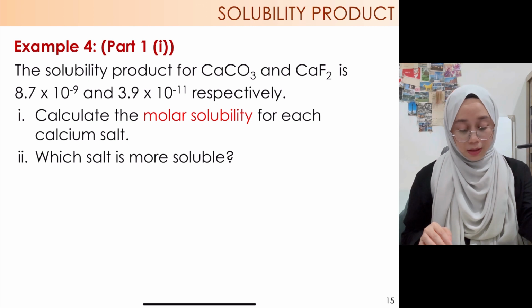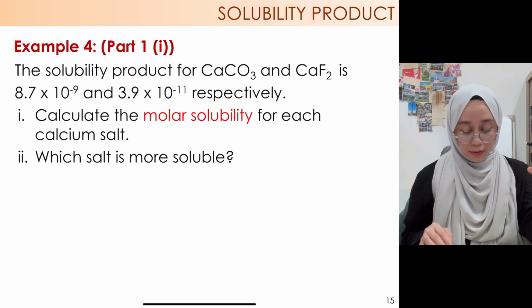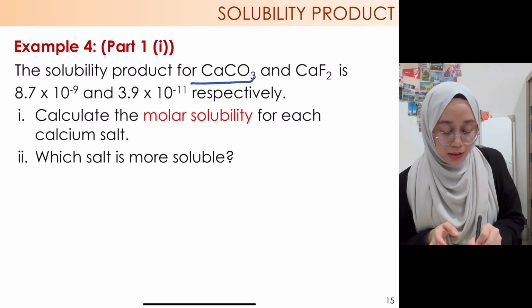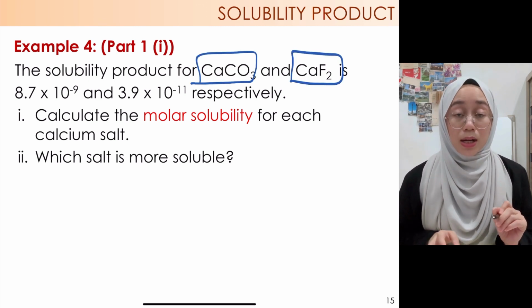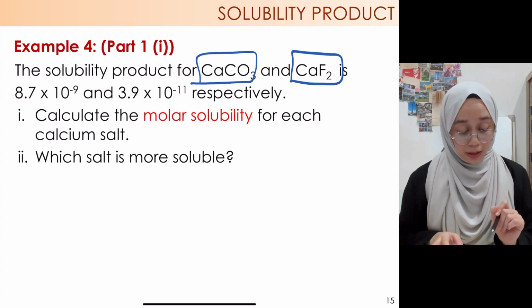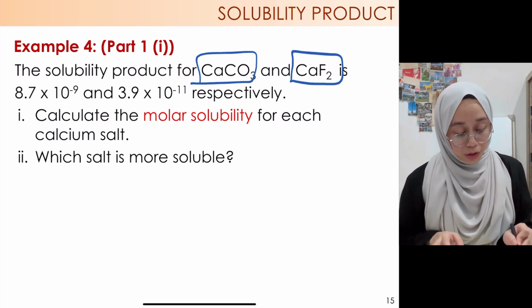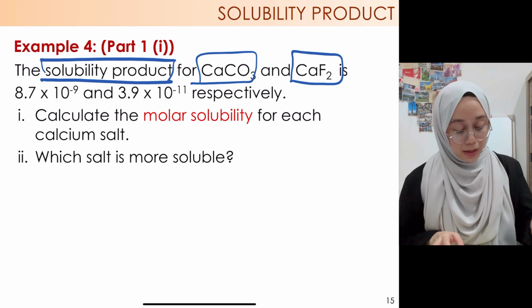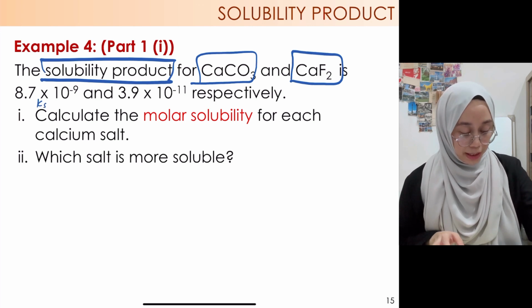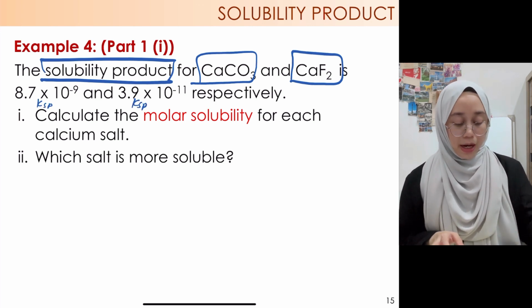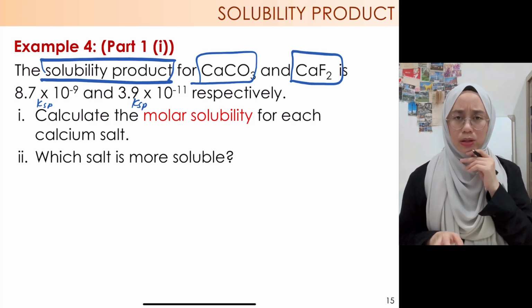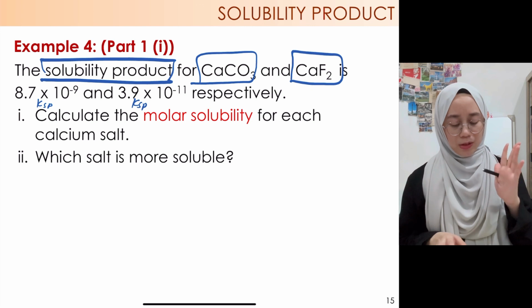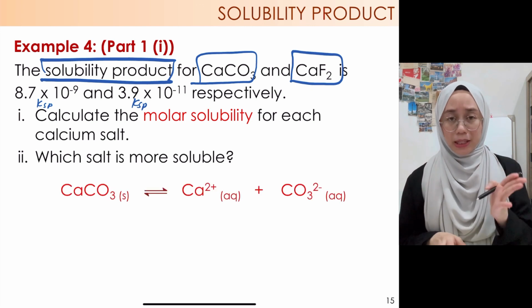Okay, and then yang ni pula apa? Calculate the given to you solubility product. Untuk ada dua jenis salt dekat sini kelas. Okay, calcium carbonate and also calcium fluoride. Dua-dua adalah salt yang based on calcium. Okay, and then given to you solubility product KSP. So solubility product ini adalah KSP, ini adalah KSP. And then you have to find out the molar solubility untuk each of the salt. And then dia tanya which salt is more soluble. Okay, right. So we have to find out molar solubility dahulu.